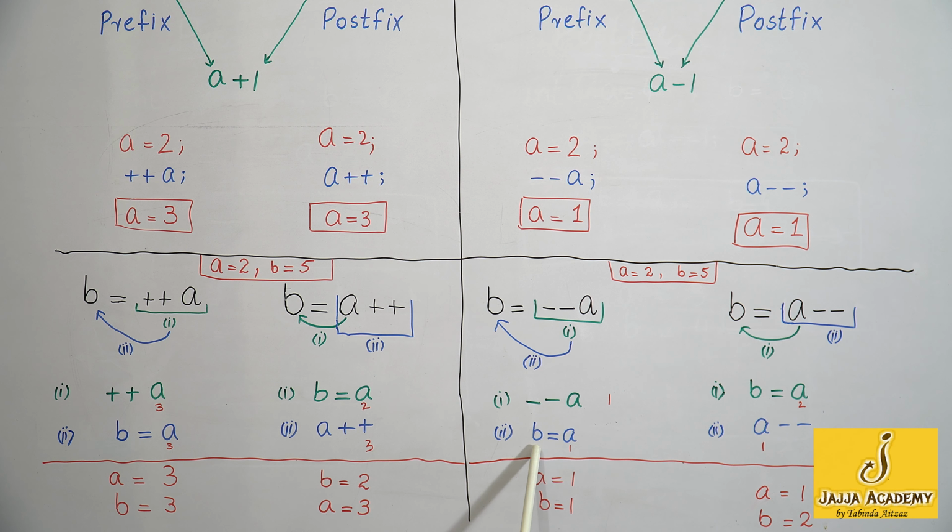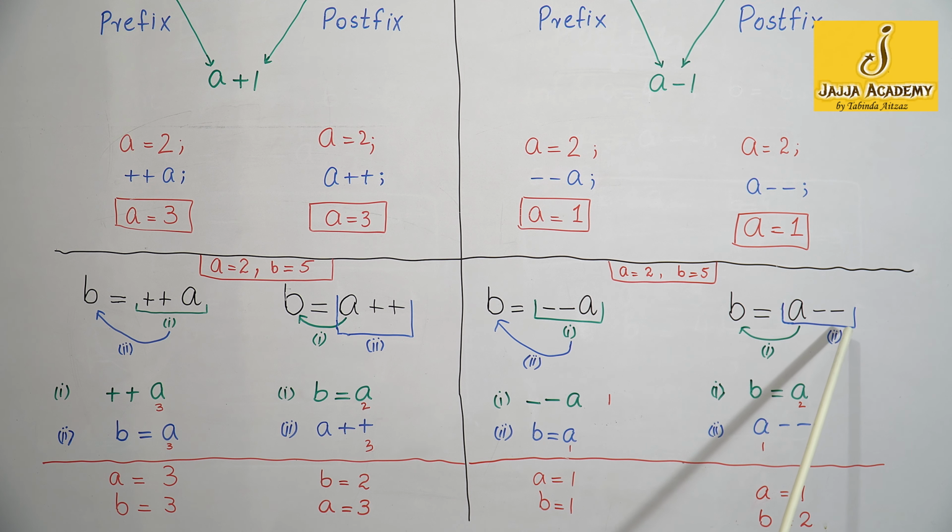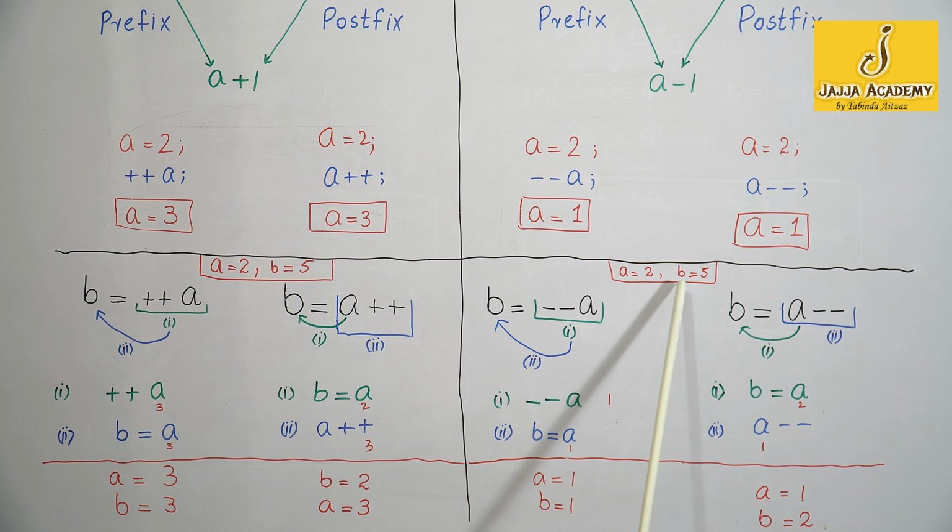Now let's see what happens in the postfix form of the decrement operator. So in the first step, the assignment operator will be executed, and then in the second step we will evaluate the postfix operator. In step 1, a is assigned to the variable b. The value of a is 2, so 2 is assigned to the variable b, and b is equal to 2 now. It is no more equal to 5. It is updated from 5 to 2 now.